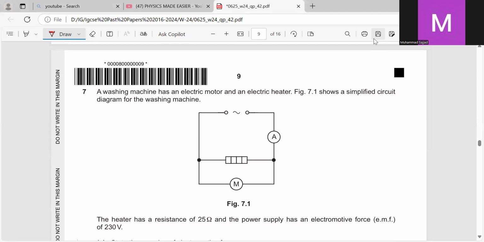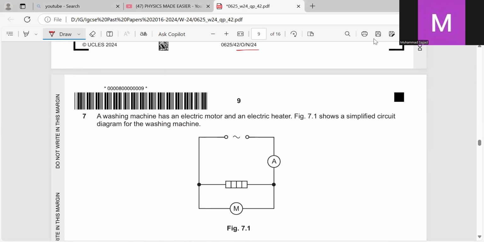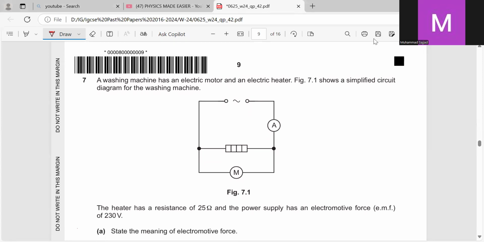Dear friends, hoping that you are fine. The paper under our consideration right now is the October-November 2024 paper 4 variant 2, and I will be discussing with you the electricity and magnetism questions. That is question number 7 as well as question number 9.